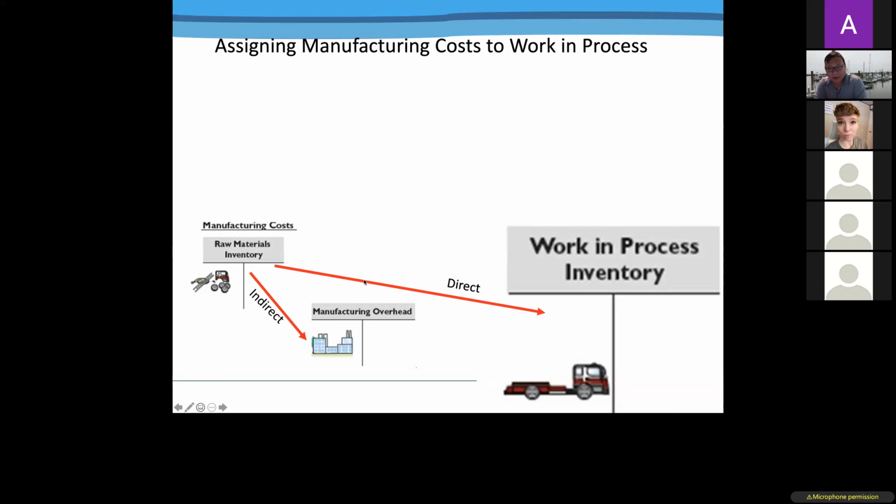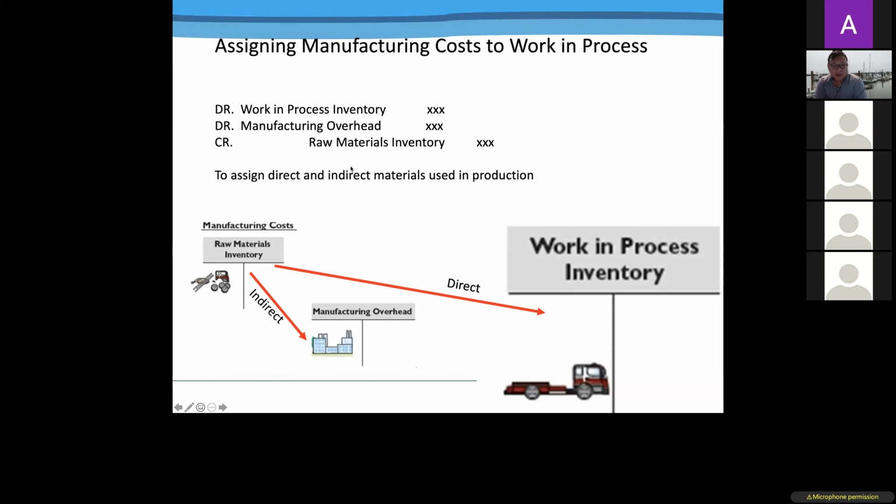I'm thinking you credit the raw materials inventory and you debit the work in process because that's where it's going to. And debit the overhead. Yes, very good. Okay, so for the direct materials, you credit raw materials inventory, you debit the work in process inventory. For the indirect materials, you credit raw materials inventory, you debit manufacturing overhead, right? This account. Okay, does that make sense?